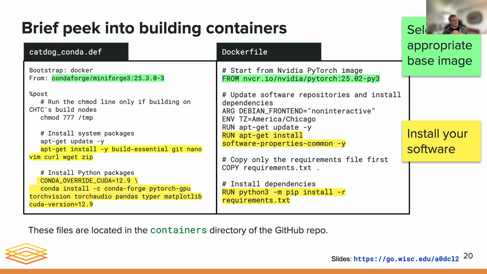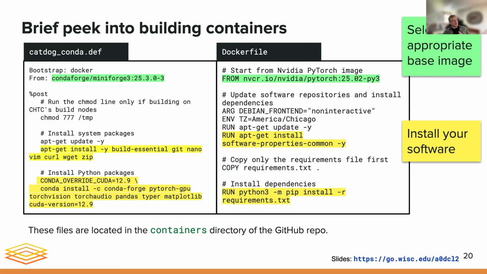So the Apptainer example on the left here starts from a sort of blessed Conda Forge image, and it builds on top of that, installs the additional pieces of software that we need in our container. In this case, it's adding Git, Vim, curl, wget, zip, and then installing PyTorch, a bunch of other PyTorch things. And then the important piece here is the CUDA libraries themselves. So that's one approach. Start with Conda and then use Conda to install the CUDA libraries.